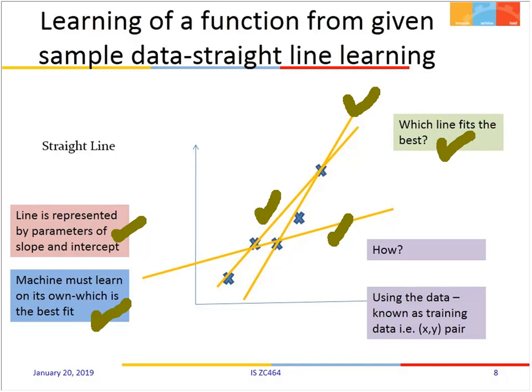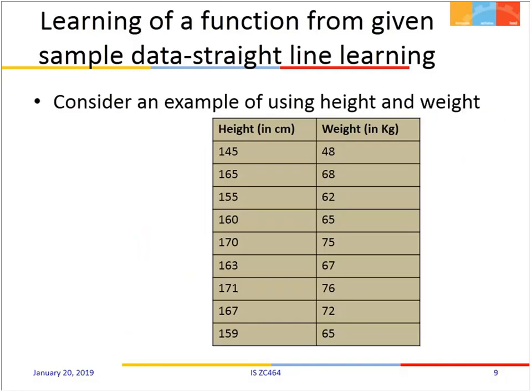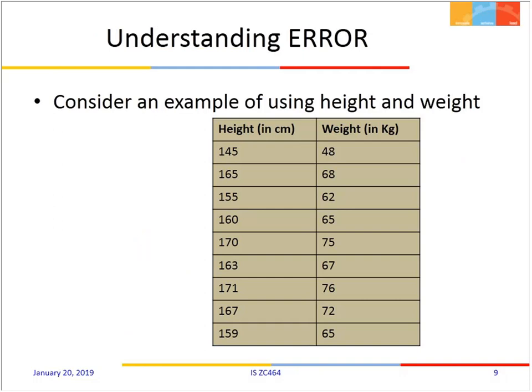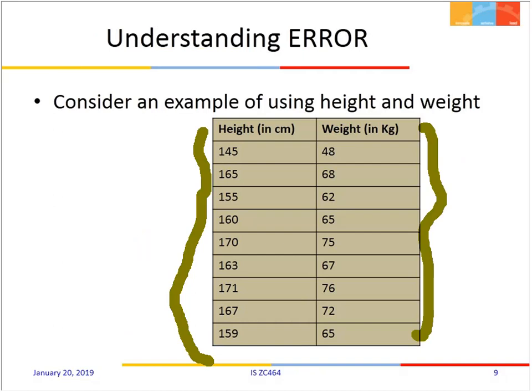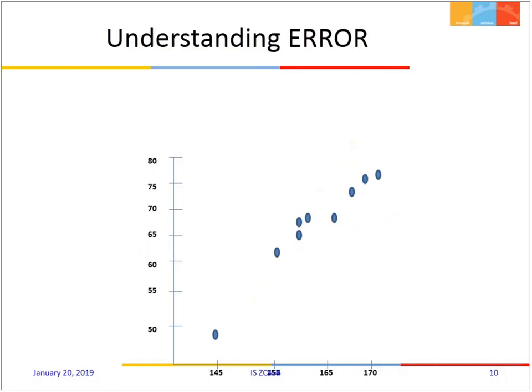Okay, let us look at it. You can take this example where height was the independent parameter and weight was the dependent parameter. We are trying to understand the error. If we plot these in the two-dimensional space where the x-axis will represent height in centimeters and the y-axis will represent weight, okay, then you can have this set of points.